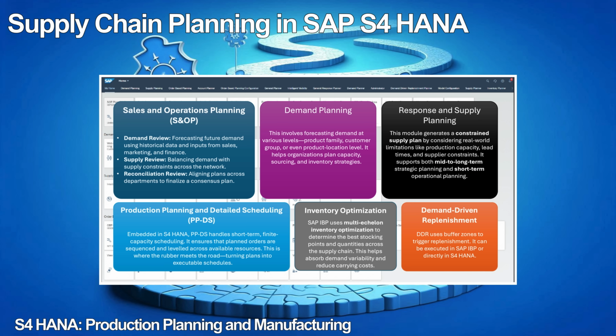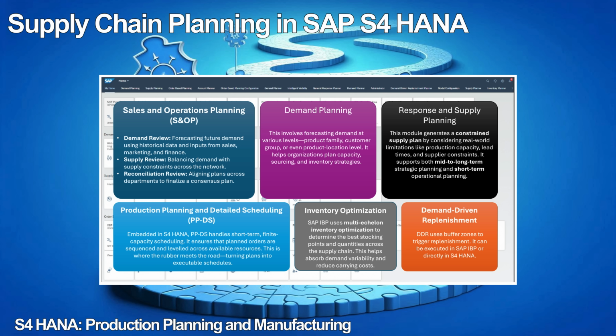Firstly, sales and operations planning. A typical sales and operational planning cycle includes 1. Demand review, forecasting future demand using historical data and inputs from sales, marketing, and finance. 2. Supply review, balancing demand with supply constraints across the network. 3. Reconciliation review, aligning plans across departments to finalize a consensus plan.